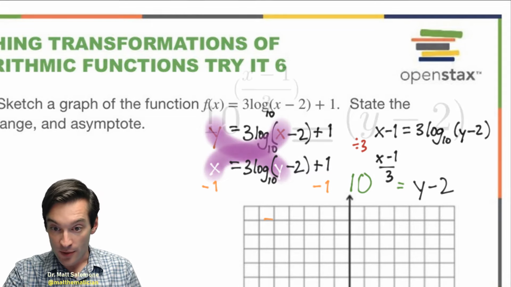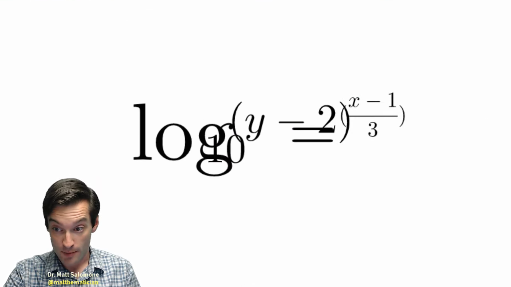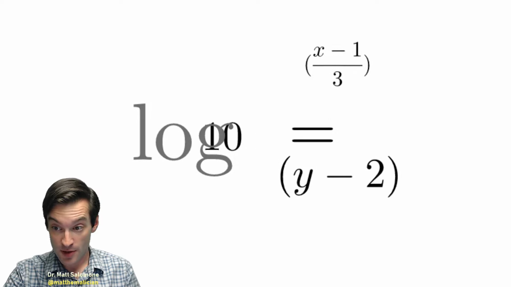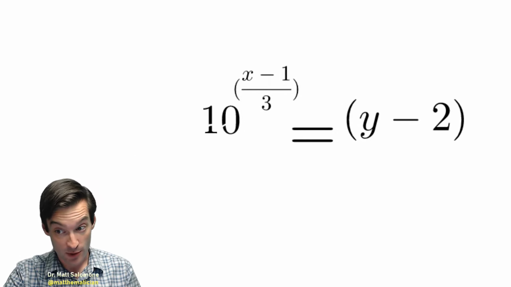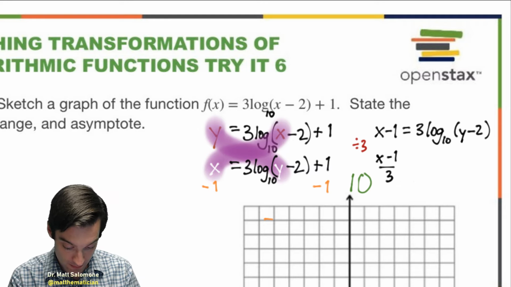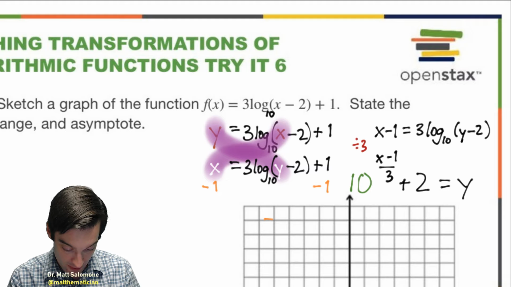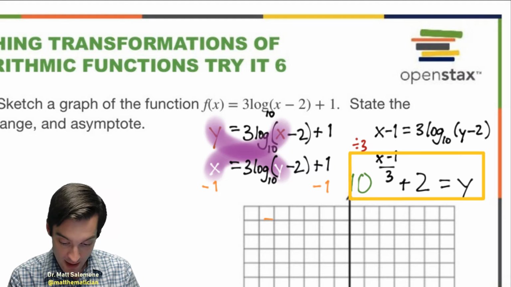So that is what we predicted here, just based again on the definition of logarithm. Base 10 log of y minus 2 is x minus 1 over 3 means that 10 raised to the x minus 1 over 3 is y minus 2. And so to finish getting the formula for my inverse function, I just need to add 2 to both sides. And I find out that my inverse function in this example is going to have this equation: y equals 10 to the power x minus 1 over 3 added to 2.